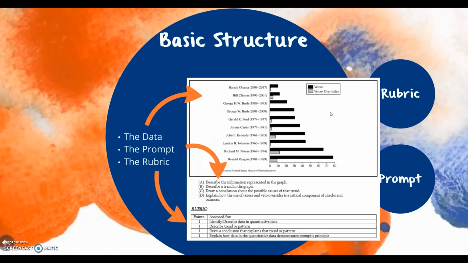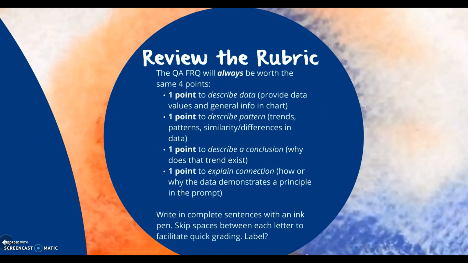So we get to a prompt. This is our basic structure. You're going to notice that the data is presented, and then you have your A, B, C, D, and then there's this really basic rubric that College Board probably won't provide, but that's kind of the points that they're giving that are consistent throughout. So review the rubric, right? It's always going to be 4 points, one for describing data, one for describing patterns, trends, similarities, and differences, one for describing or drawing a conclusion, and one for your connection, your explanation.